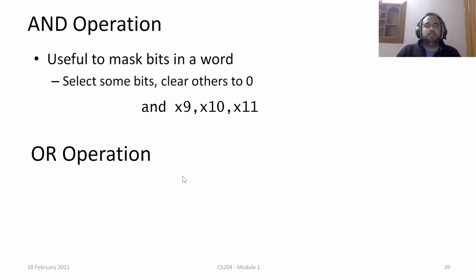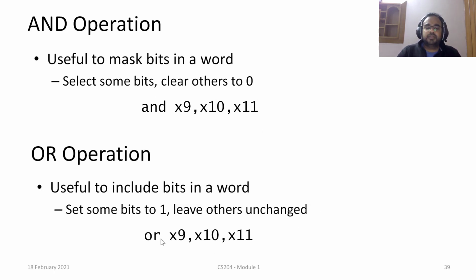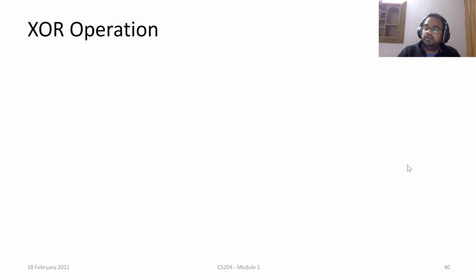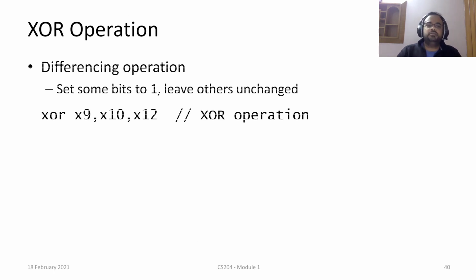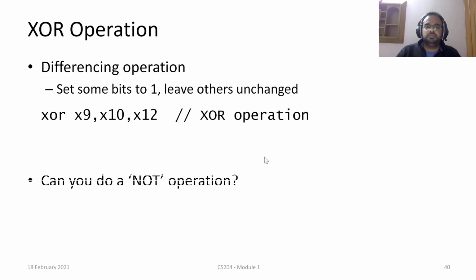The other logical operation is OR. It would look something like this: OR x9 comma x10 comma x11. AND and OR are the mnemonics for the AND operation and OR operation respectively, right? We have a separate instruction that performs the exclusive OR operation. So it would look something like this: XOR x9 comma x10 comma x12. So x10 and x12 are the source and x9 is the destination.